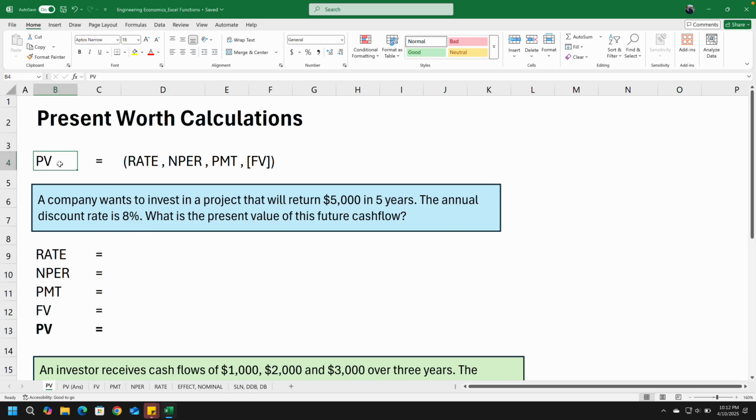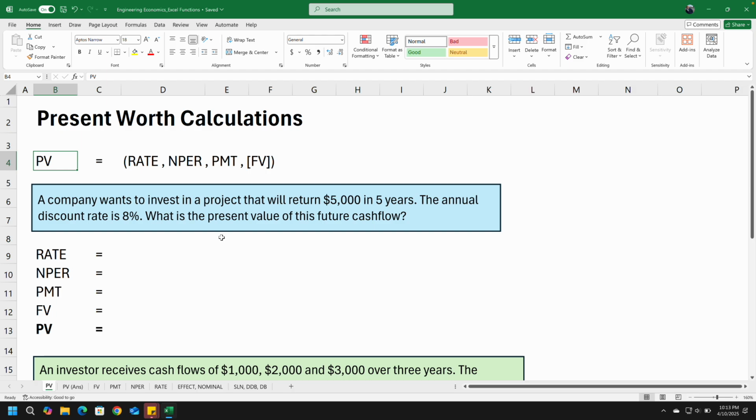We're given this following formula to find the present value in Excel. And so let's start by reading the problem we're given. A company wants to invest in a project that will return $5,000 in 5 years. The annual discount rate is 8%. Now, what is the present value of this future cash flow?